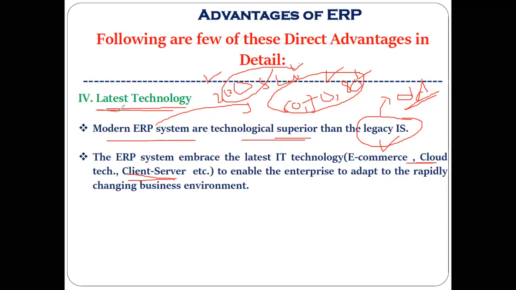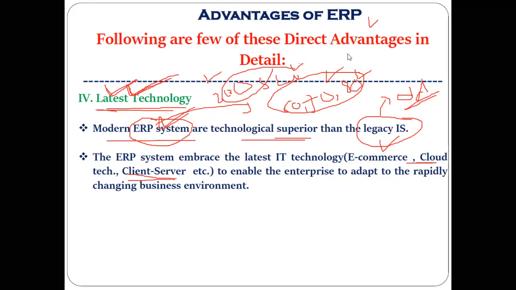The reason behind that is, today we have the latest technology available, and this latest technology can be easily integrated with these ERP systems. जे जे काही नवीन टेक्नॉलॉजी येतील त्या नवीन टेक्नॉलॉजी बरोबर काम करण्यासाठी आपण ERP मध्ये इझिली चेंजेस करू शकतो. Understood? And that is the reason latest technology is one of the direct advantages of the ERP system.